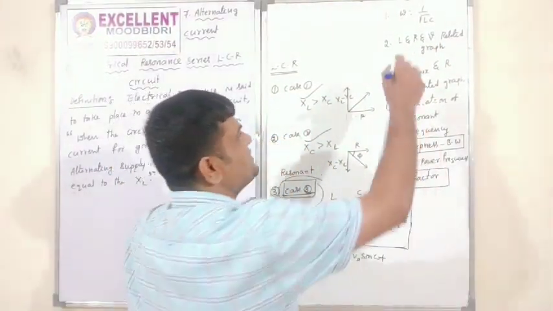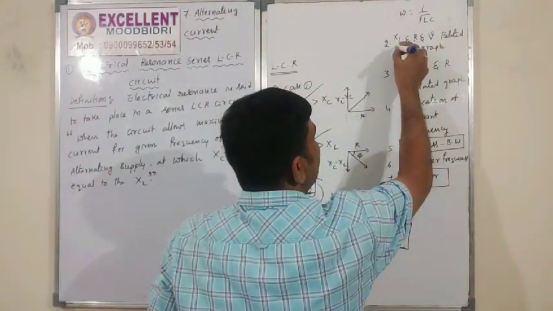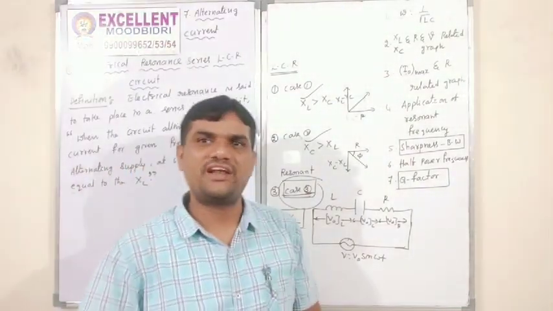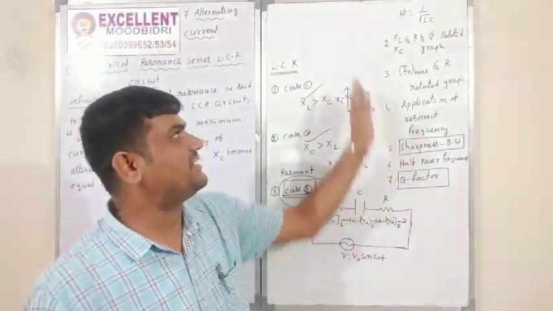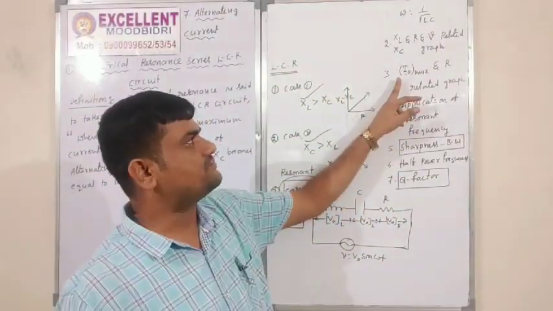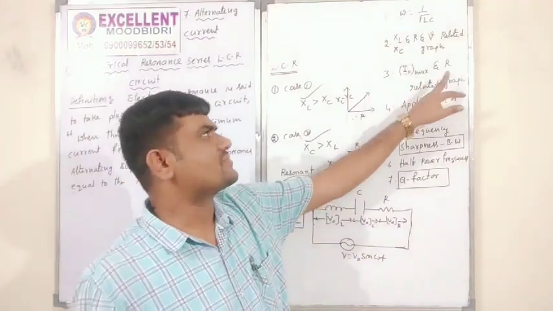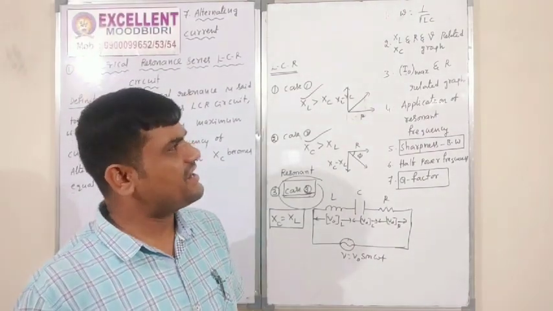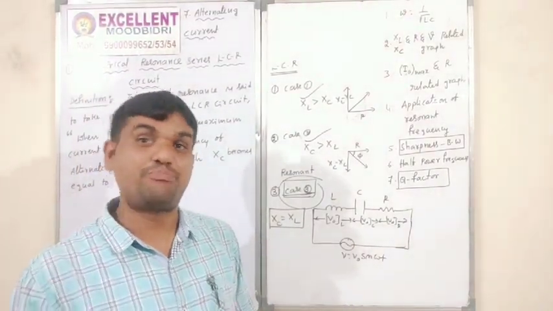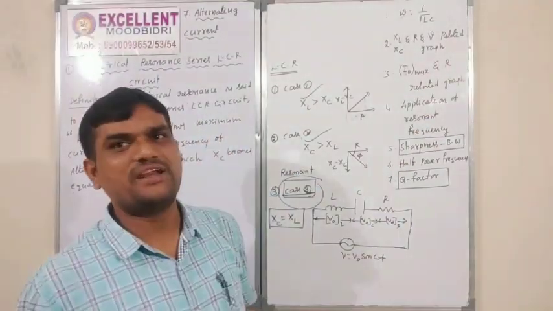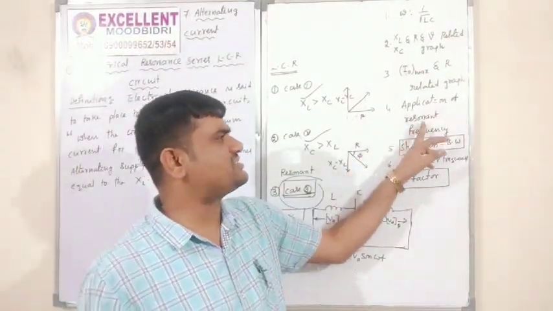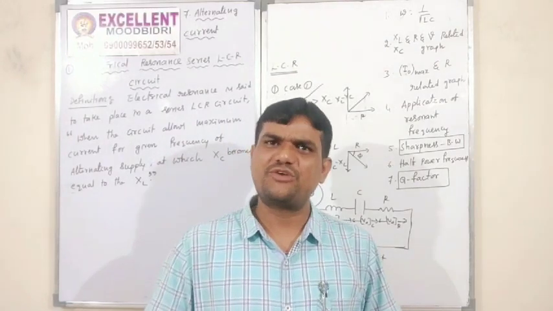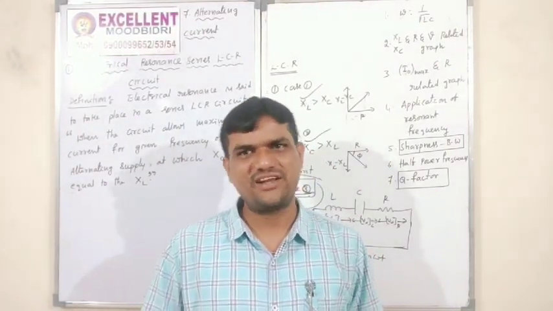As well as here C also. This is XL, this is XC. The graph relating XL, XC and R to frequency. What is the relation? Next, the graph of I naught maximum, that is the maximum peak current, and resistance. What is the relation? Next, applications of resonant frequency. What is the main application? For what purpose are we learning resonant frequency?